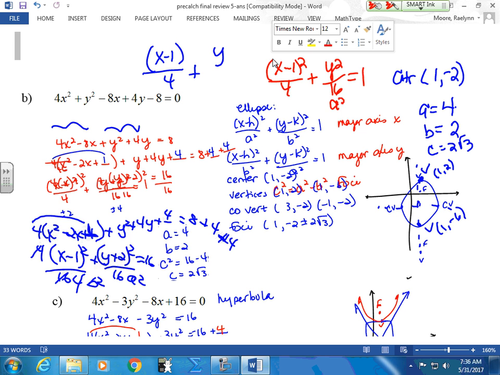So this is going to be my A squared. This is going to be my B squared. What's the square root of 16? 4. What's the square root of B squared, 4? 2. C is C squared equals A squared minus B squared, because your foci have to come inside your ellipse.